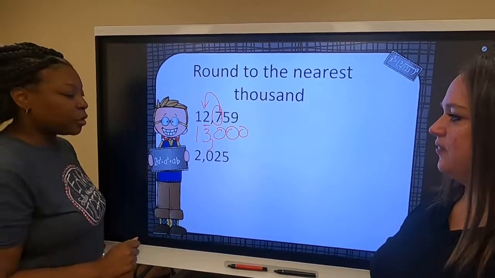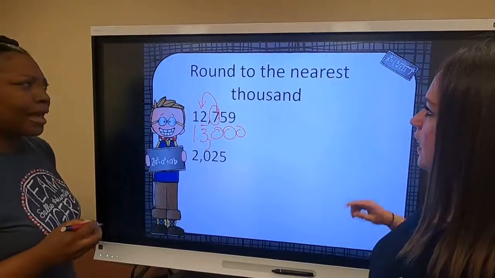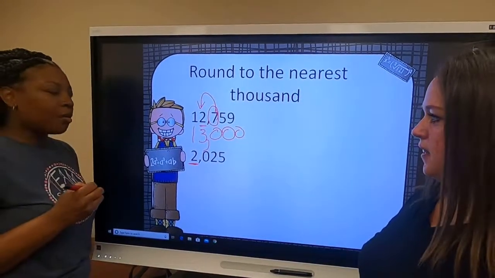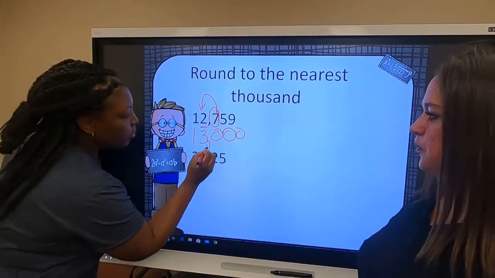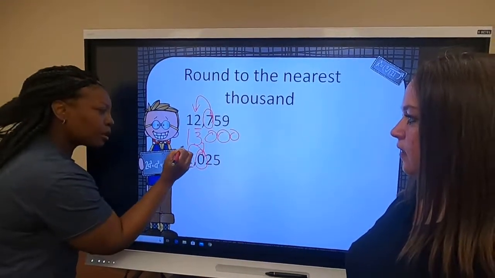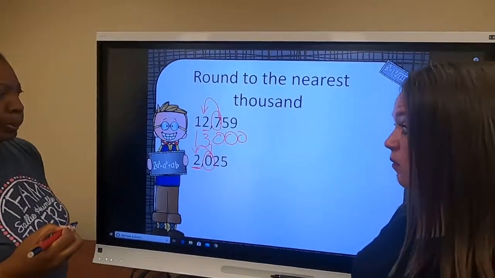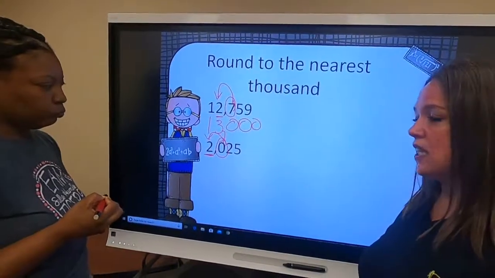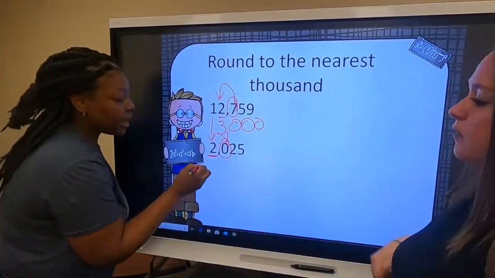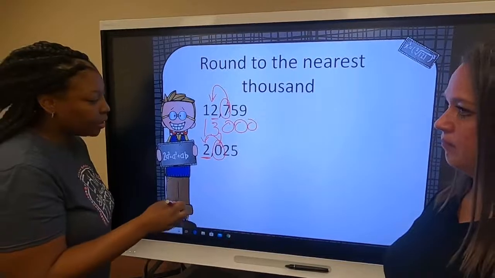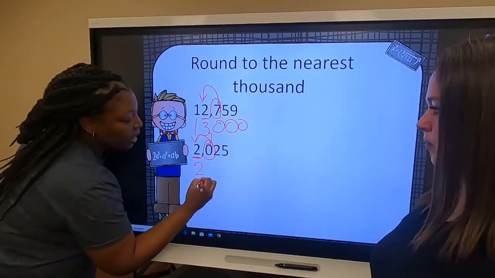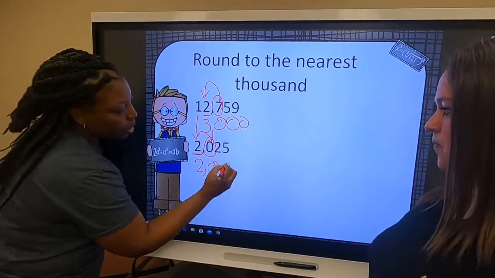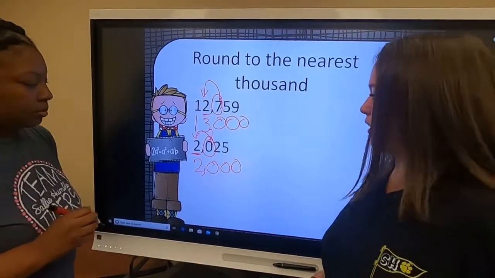Now I have 2,025. Miss Wilson, what number is in the thousands place? That 2 right there. So what number do I need to circle? That 0 right there. What does this 0 tell me about that 2? Well, 0 falls in with 4 or lower, so I believe it tells that 2 to just sit tight. So my 2 will stay the same. My 2 will not drop down to a 1. No. It will be a 2. And everything behind it to the right turns to zeros. Great job, boys and girls.